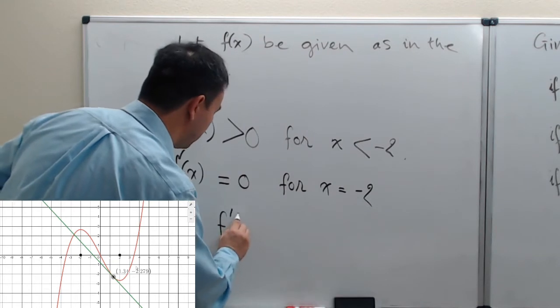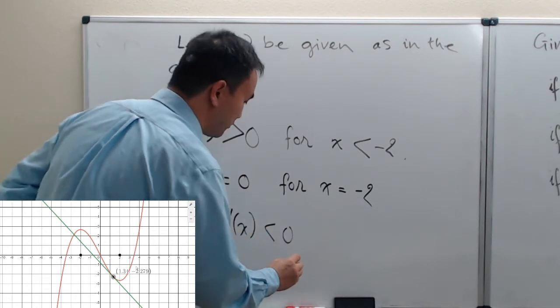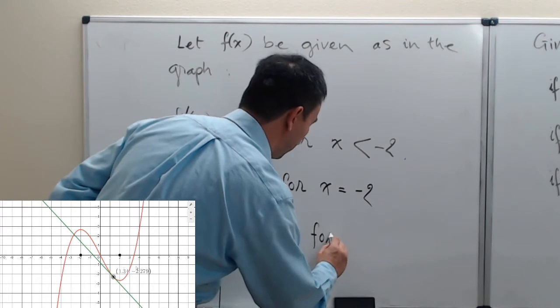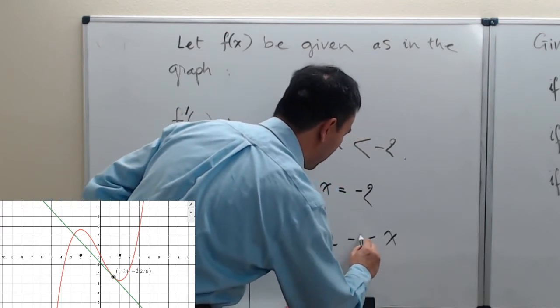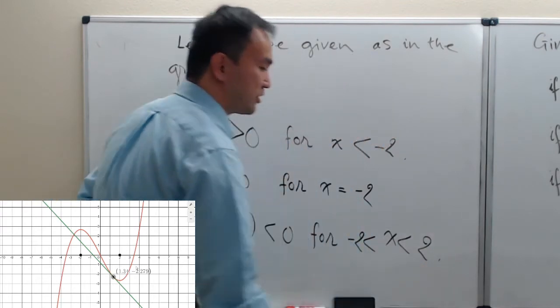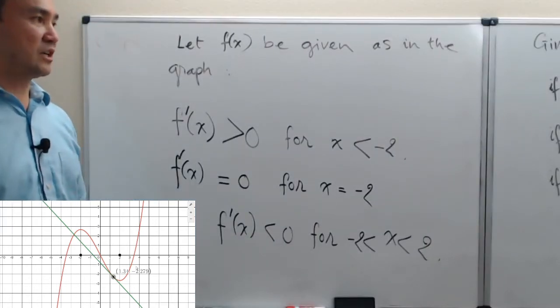So f prime of x must be a negative value in this interval, for x being anywhere greater than -2 but less than 2. That's how I can make those conclusions right there.